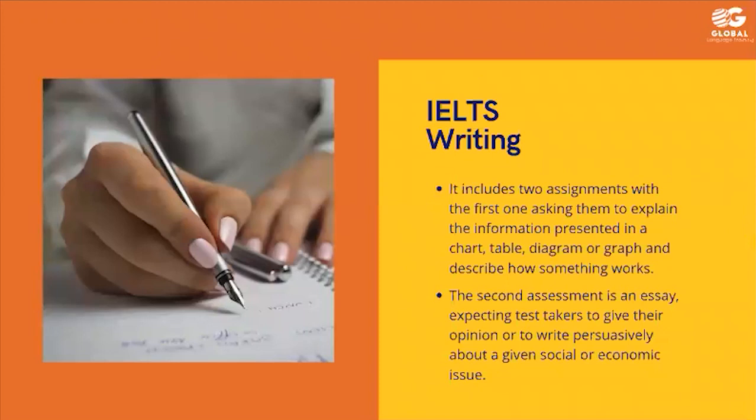Writing. How would you teach IELTS writing? Well, it includes 2 assignments, with the first one asking them to explain the information presented in a chart, table, or graph, and describe how something works. And the second assessment is an essay. This is expecting test takers to give their opinion or to write persuasively about a given social or economic issue. It's highly recommended to use formal English language when answering both of those assignments.